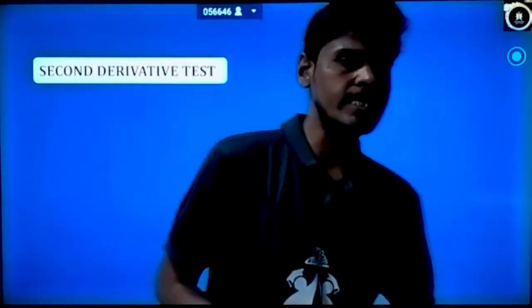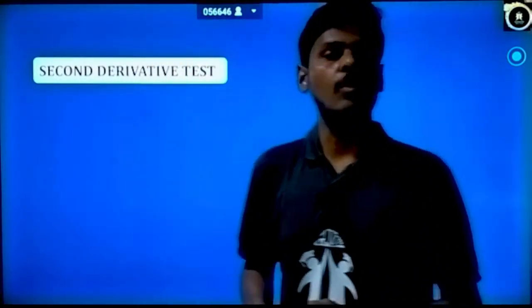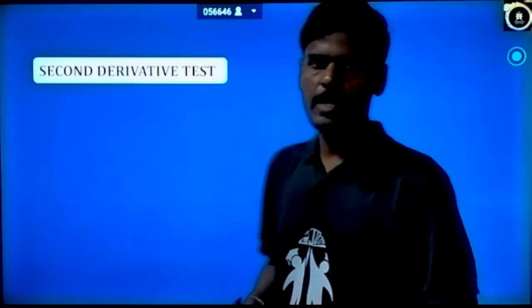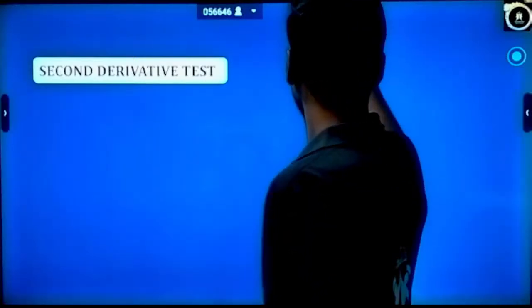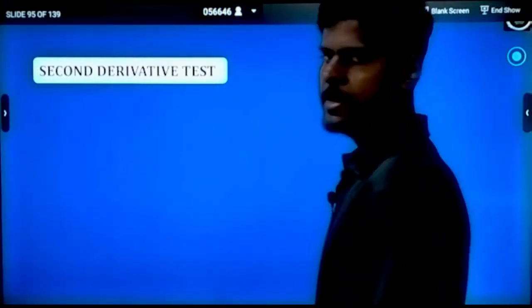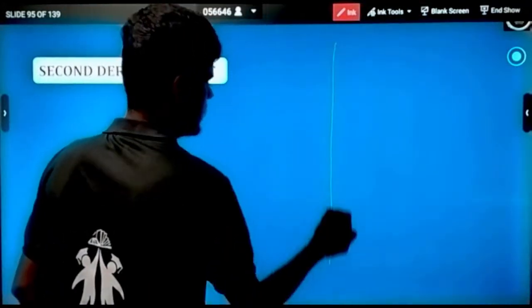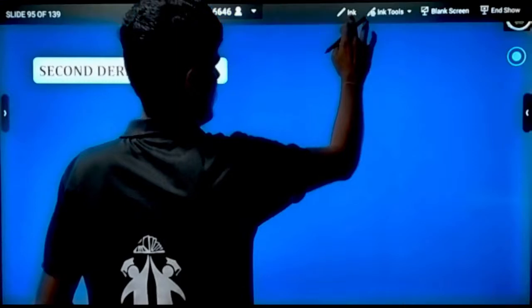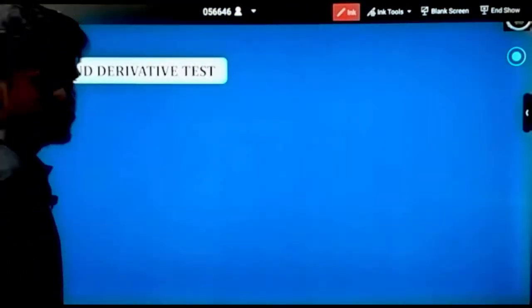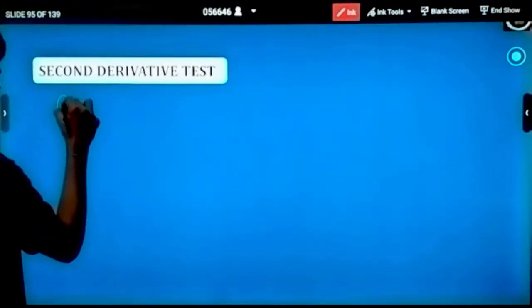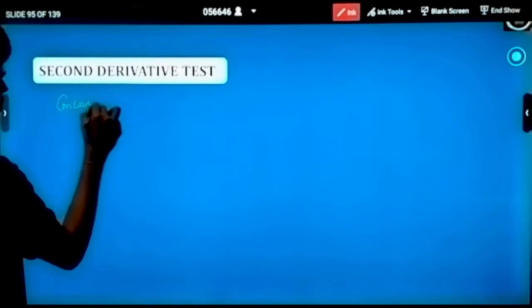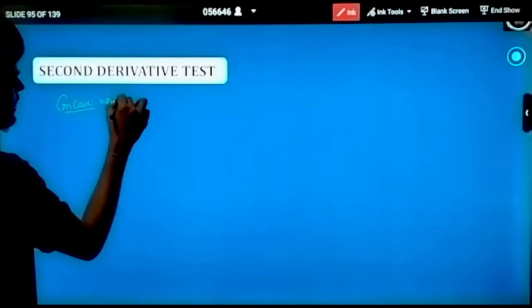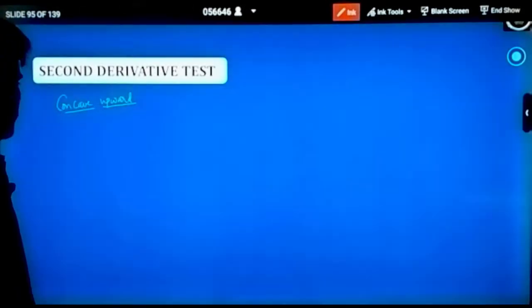Before seeing the second derivative test, we have to know what a concave upward and concave downward curve is, then it will be easy to understand. First I will explain in short what concave upward and concave downward mean. Let's delete this fully, and first we will discuss it here. Concave upward and concave downward curves.